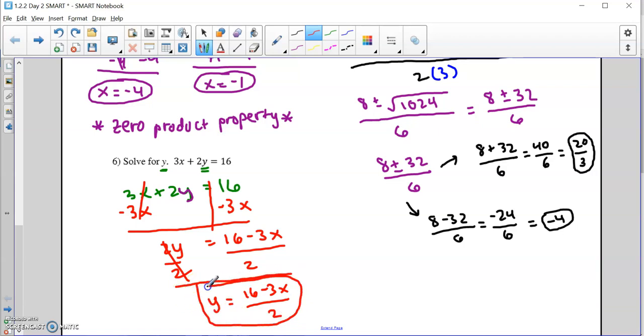Okay, and that is how you solve for y. That is the same process to solve for any letter. Okay, it's not always going to be a nice numbered answer. This is also acceptable. Okay, and that is all for today.